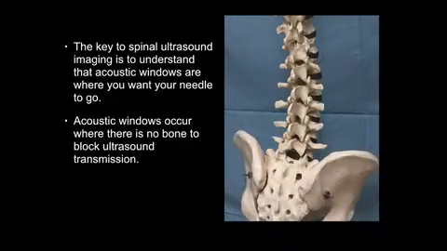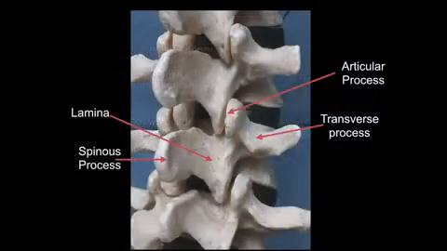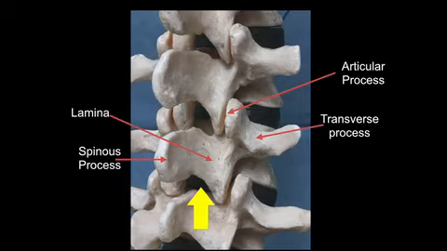The key to spinal ultrasound imaging is to understand that acoustic windows are where you want your needle to go. Acoustic windows occur where there is no bone to block ultrasound transmission. This is a labeled model of the spine. The yellow arrows indicate the interspaces that one would want to target for either a spinal or an epidural. They also represent the acoustic windows that you will search for with ultrasound.